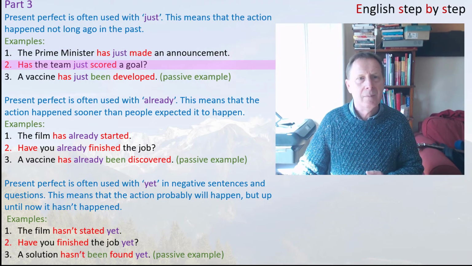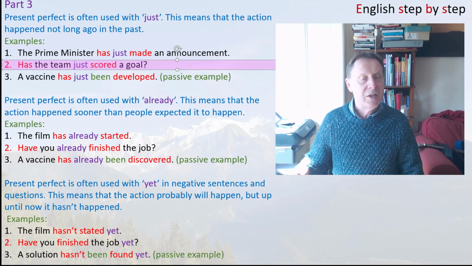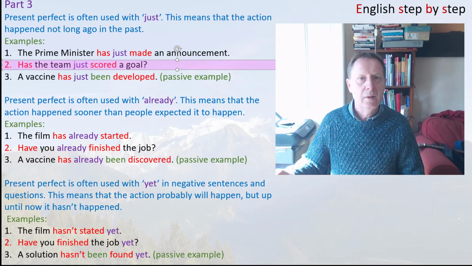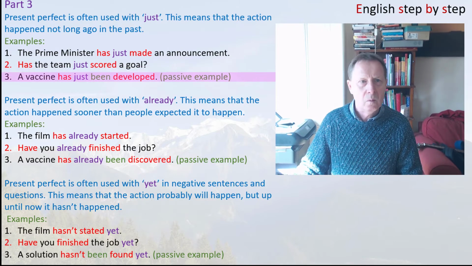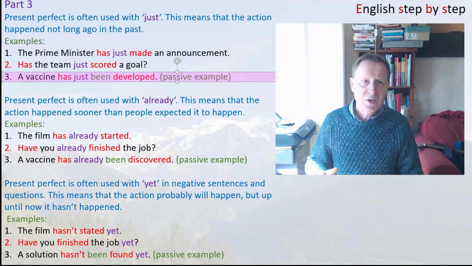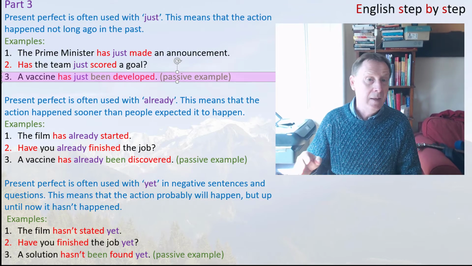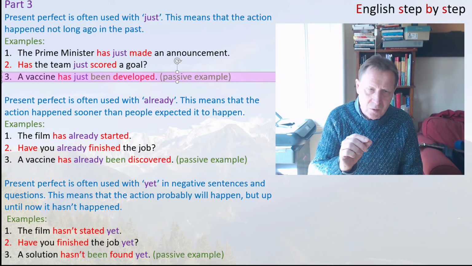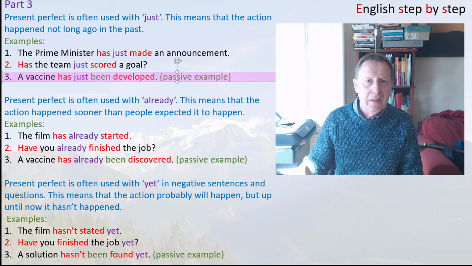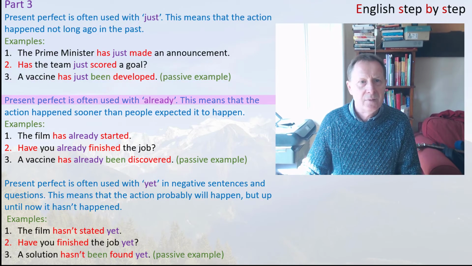Very recently. Number 2. Has the team just scored a goal? Not long ago. A vaccine has just been developed. And that would be very, very recently. Now the last example is passive, and again, as I said before, you can see the auxiliary verb been in the sentence to make it passive.